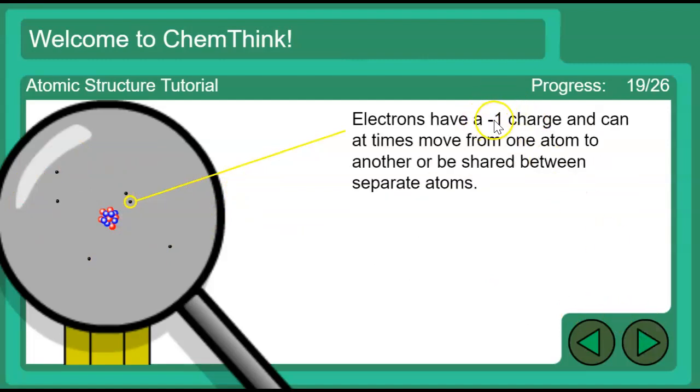Electrons have a -1 charge. This is important. So they have a -1 charge and can at times move from one atom to another or be shared between separate atoms. We'll talk more about that later, but it is important to know.